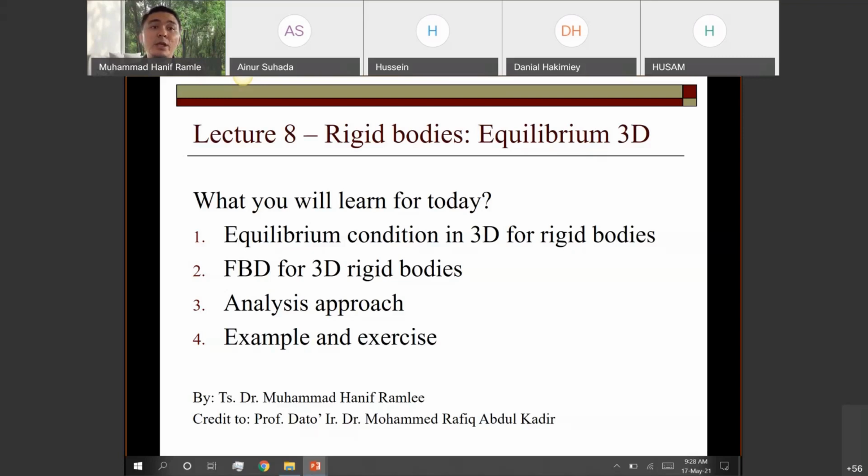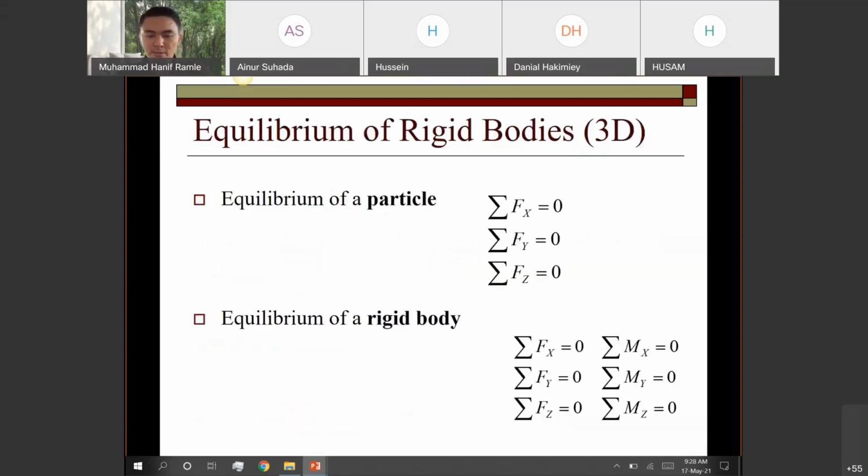It is the same as 2D, where we have to determine reactions: for the ball and socket, for the touching surface, for the rough surface, for the rollers, and so on. You will also learn how to draw the FBD for the 3D rigid body, the analysis approach, and lastly, examples and exercises.